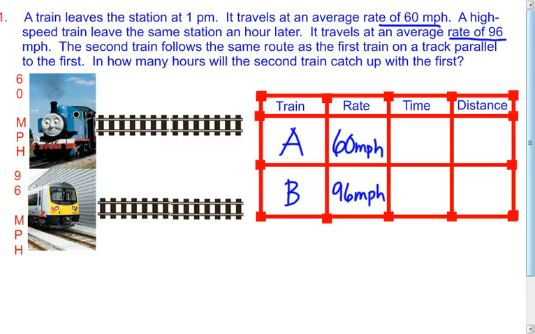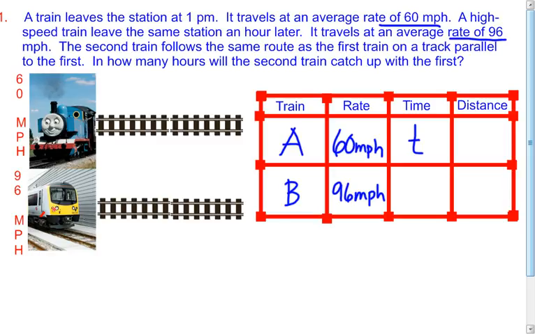Okay. Time is how long they've traveled for. So if you look through this, does it say that train A traveled for 4 hours or 1 hour or 12 hours? It does not give you how long train A traveled for. So I am going to put a T in there because I don't know how much time it traveled for. Also, if you read the question, in how many hours will the second train catch up with the first? That's a hint that you don't know the time, and you're going to have to figure that out because you're looking for something in hours.